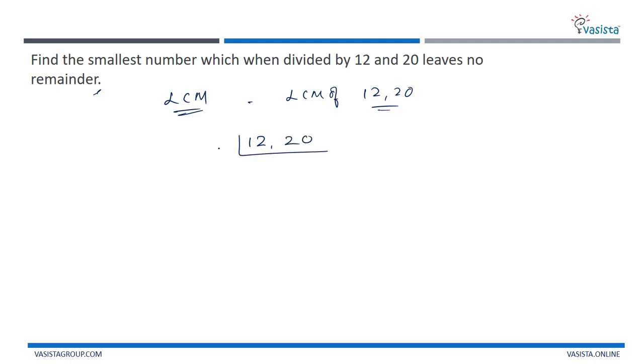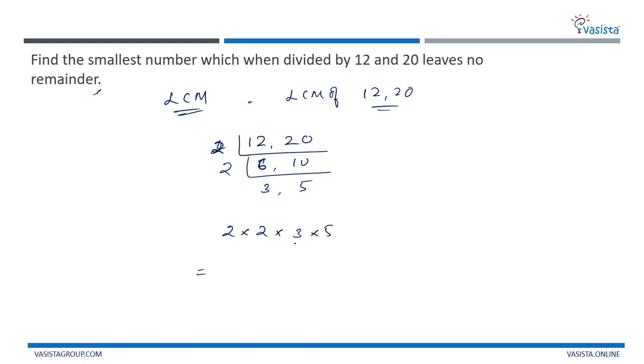Let me start with 2. 2 3s are 6, 2 6s are 12, right? 2 6s are 12, 2 10s are 20. Let me go with 2 again: 2 3s are 6, 2 5s are 10. Further division is not possible, so let us go with this 2 into 2 into 3 into 5.